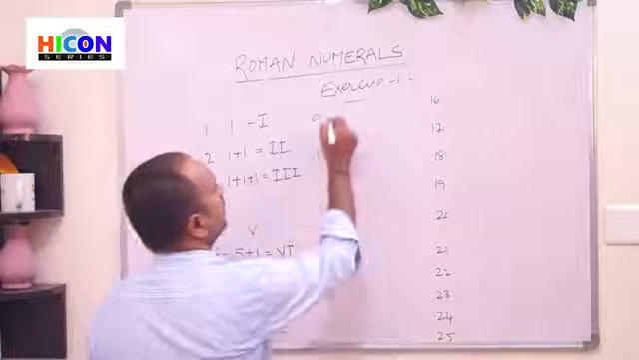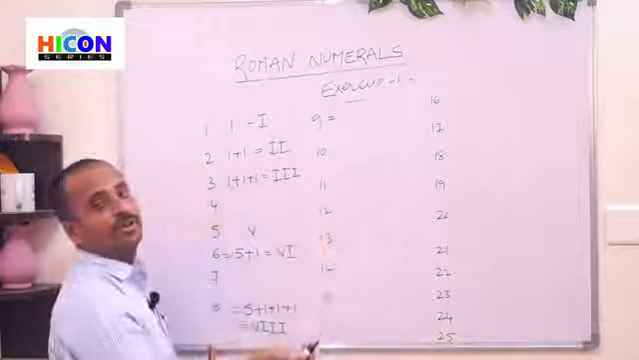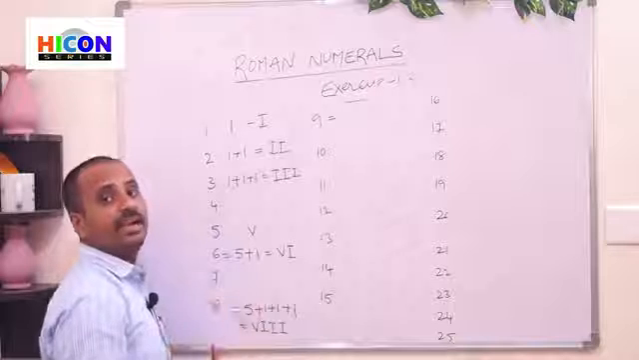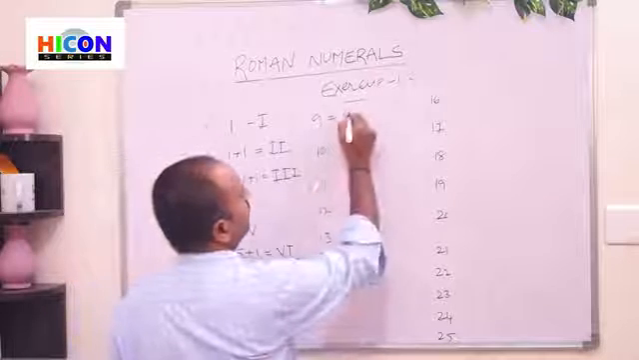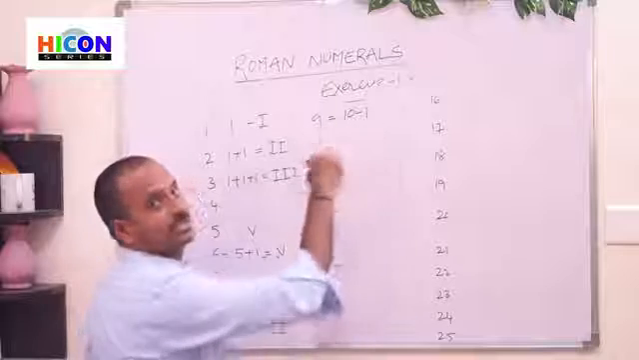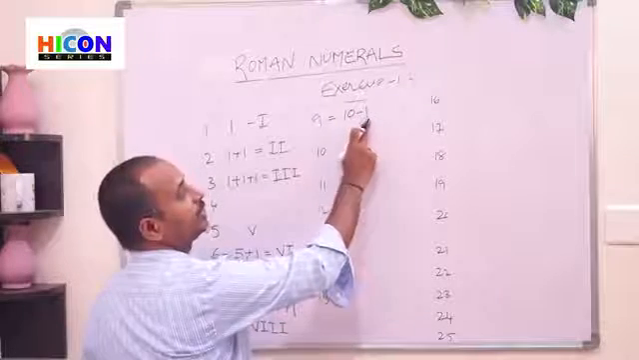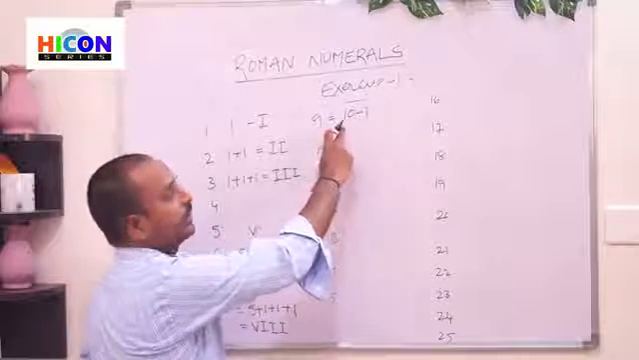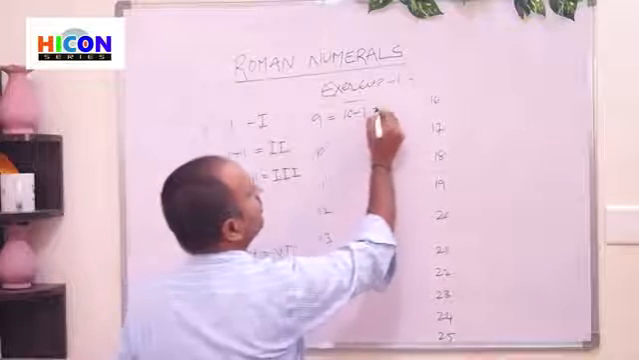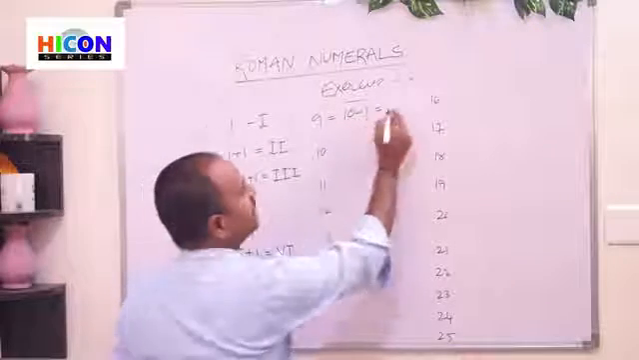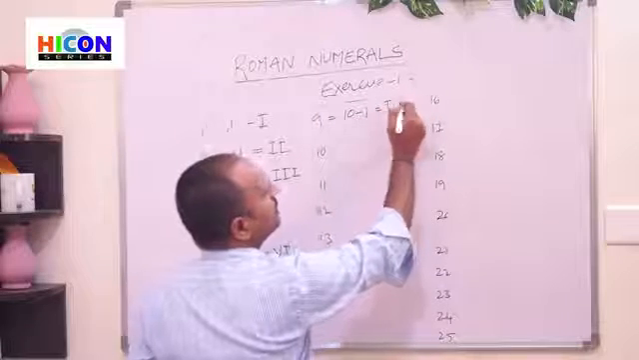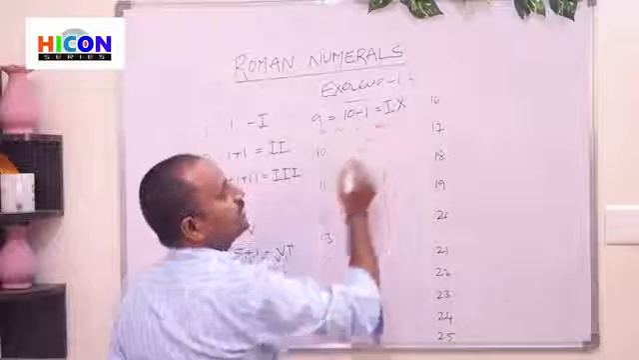In the same way, 9. There is no symbol for 9 in the Roman numerals. So that's why we convert 9 into tens and ones. That means 9 can be written as 10 minus 1. That means subtraction. In subtraction, the smaller value should be written on the left side of the bigger value. So here the smaller value is 1, that means I, and the bigger value is 10. 10 means X. So the smaller value should be written on the left side.